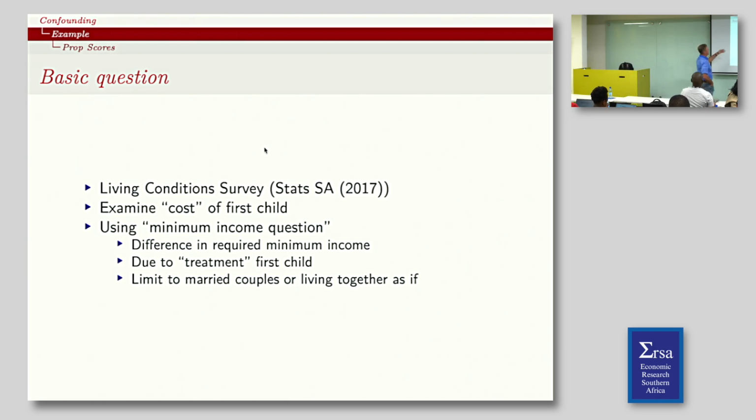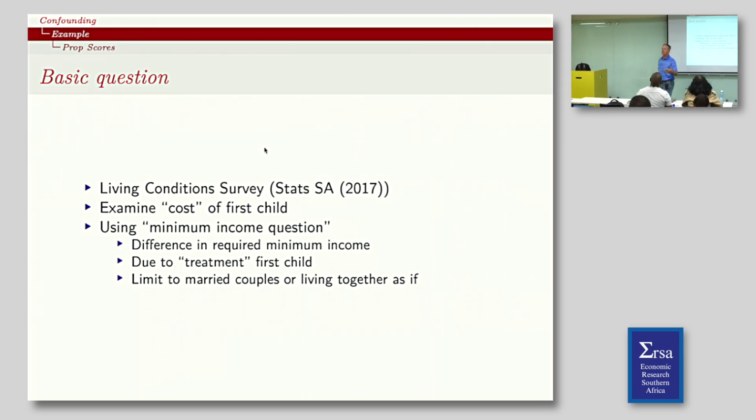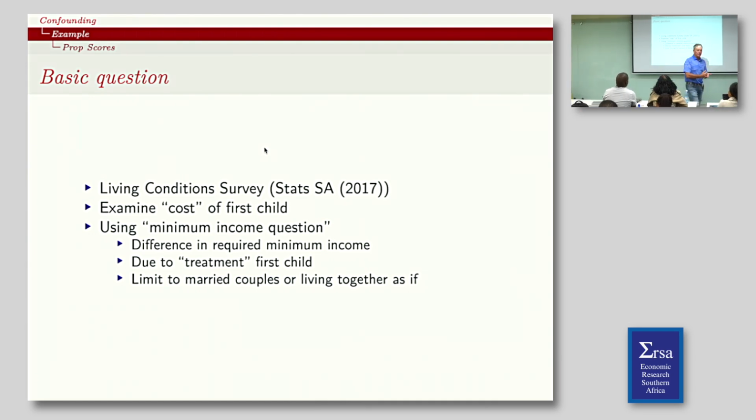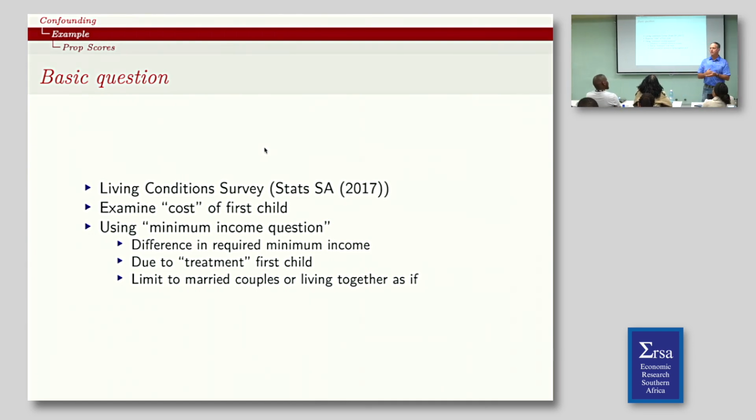But here I'm going to base it on something called minimum income. So there's another question in the survey, which is what's the minimum amount of income this household needs to get by on a monthly basis? So I'm going to use that as my cost measure. All right, so basically the regression is what's the minimum cost as a function of a treatment status, where the treatment status is there's one child in the household or no children in the household. And clearly there are big differences, right?